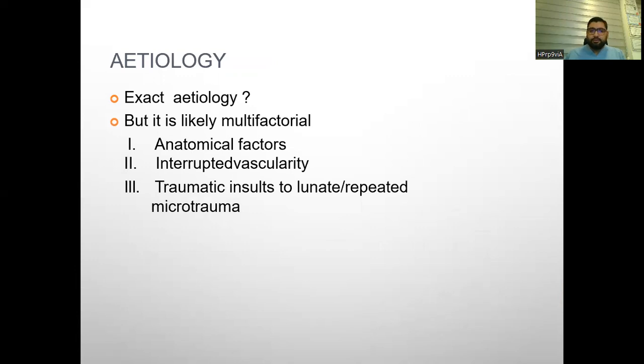What is the etiology of the Kienböck disease? The exact etiology is unknown, but it is likely multifactorial. The number one factor is anatomical factor, and the second is interrupted vascularity, and the third is the traumatic insult to lunate or repeated microtrauma.